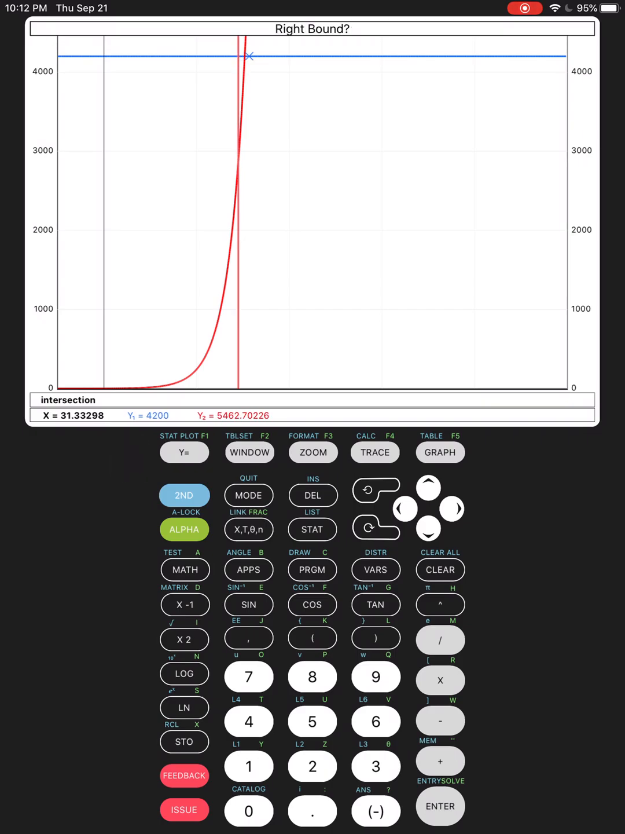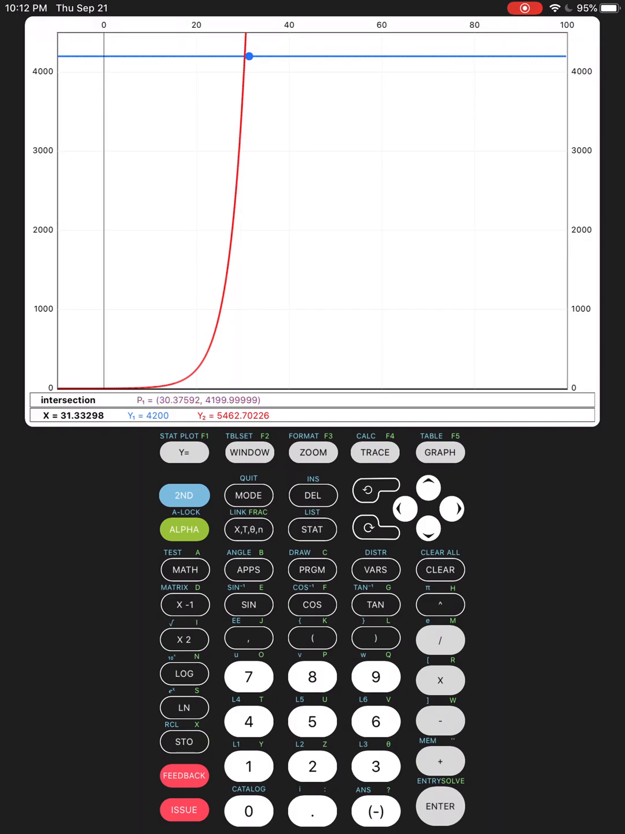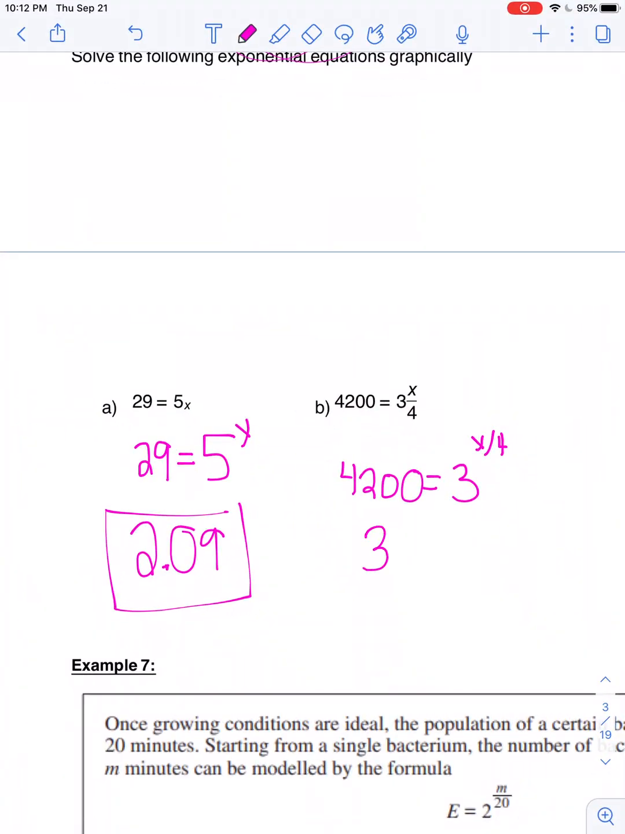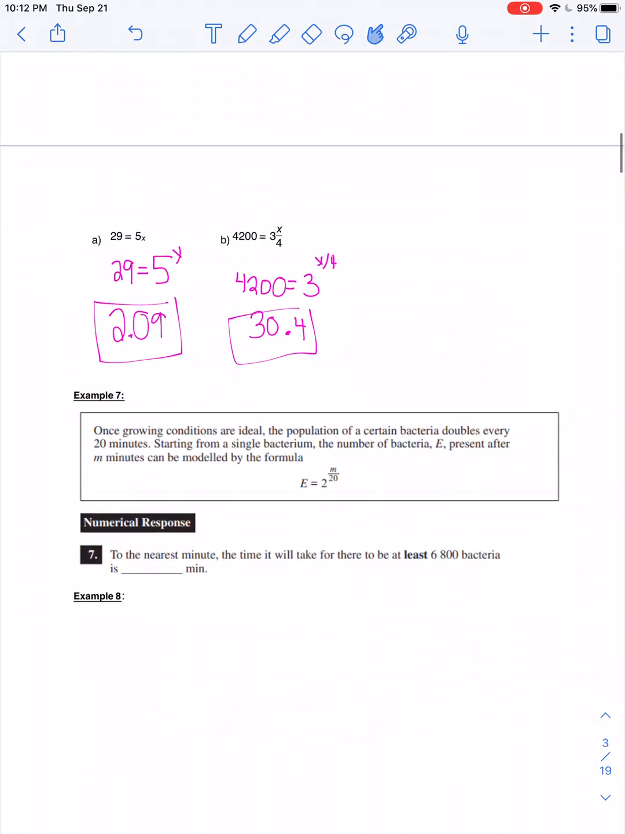So again, I'm going to try the intersection point. It doesn't work great on my calculator, but hopefully it works on yours. You should be getting 30.4. All right, let's try a couple diploma questions before we pack her in.